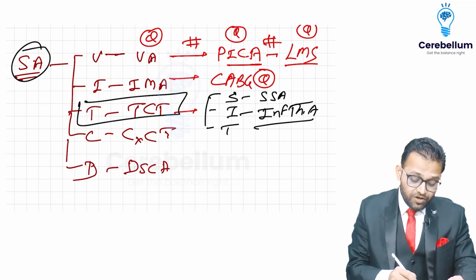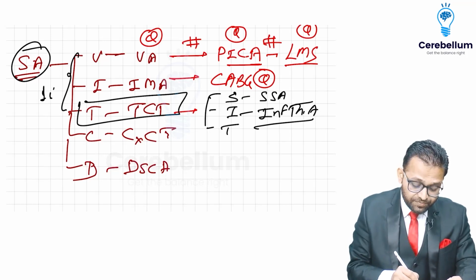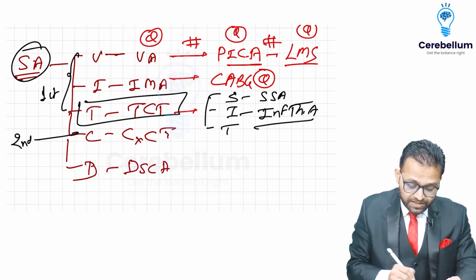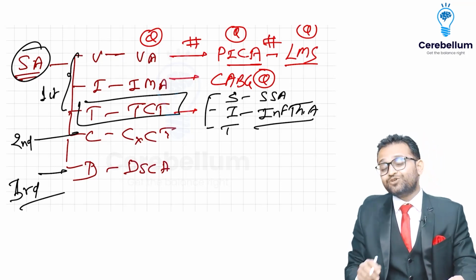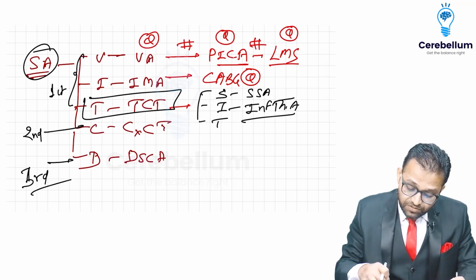VITCD is your mnemonic. Also a few points: V, I, T are the branches from the first part, C is the branch from the second part, and D is your dorsal scapular artery, the branch from the third part. So these are the different branches. Now you can observe more things.